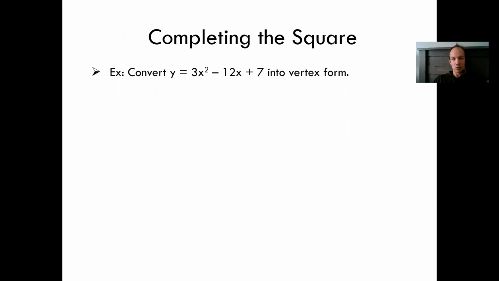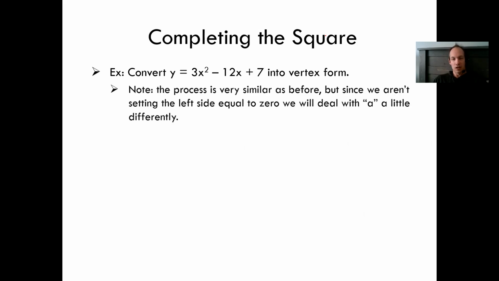Okay, so completing the square, we're just going to look at this. Convert y equals 3x squared minus 12x plus 7 to vertex form. One thing we're going to say is this process is really similar to before. Since we aren't having a left side equal to 0, we're going to have to deal with it a little differently. If you remember from way before, we just divided everything by 3 to get rid of that leading coefficient.